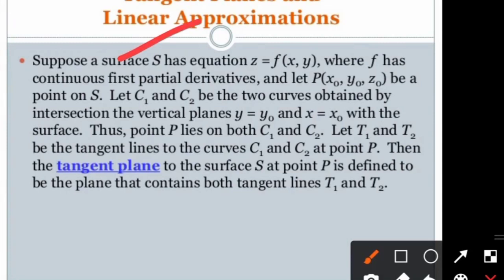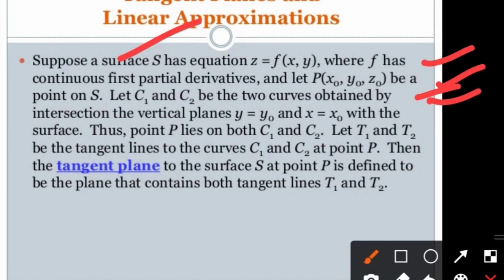Suppose a surface S has equation z is equal to f of x comma y, where f has continuous first partial derivatives, and let P of x suffix 0 comma y suffix 0 comma z suffix 0 be a point on S. Let C1 and C2 be the two curves obtained by intersecting the vertical planes y is equal to y suffix 0 and x is equal to x suffix 0 with the surface. Thus, point P lies on both C1 and C2.